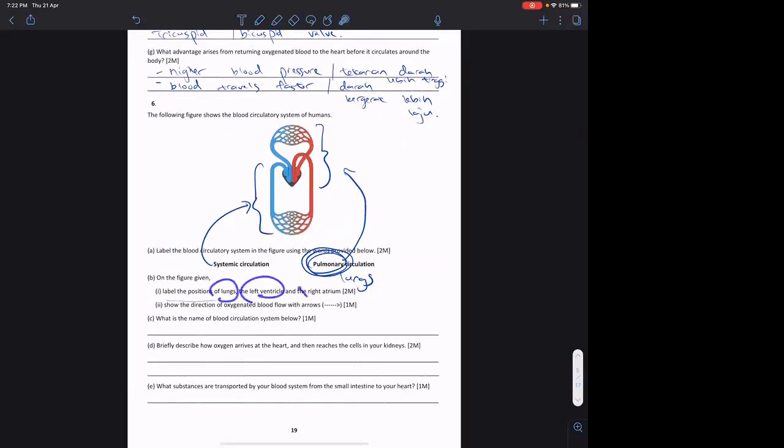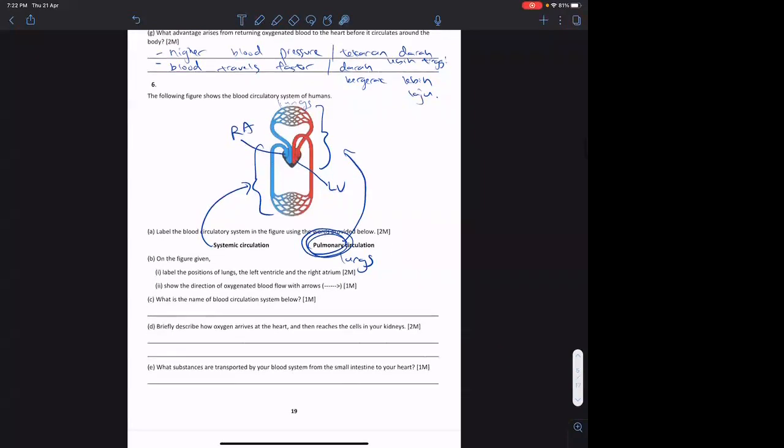Left ventricle and right atrium. So where are your lungs? Your lungs are here. And then your left ventricle is here. I'll put LV here. Remember, left and right is reversed. And then where's your right atrium? Your right atrium is here. Remember, A is a letter pointing upward, so it's the upper room. V is a letter pointing downward, so it's the lower room.